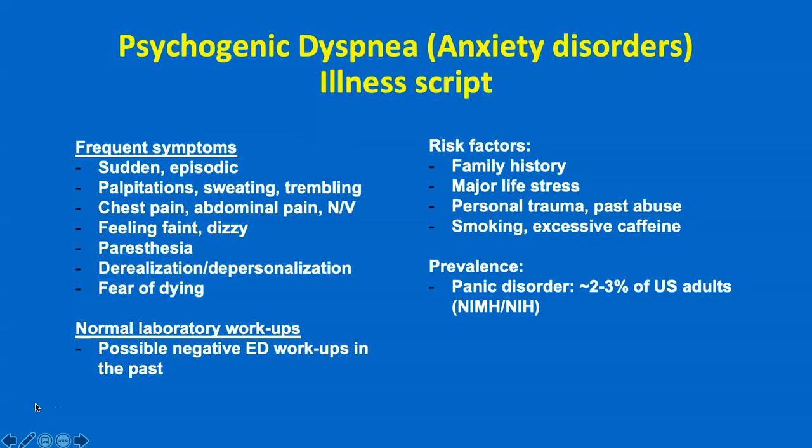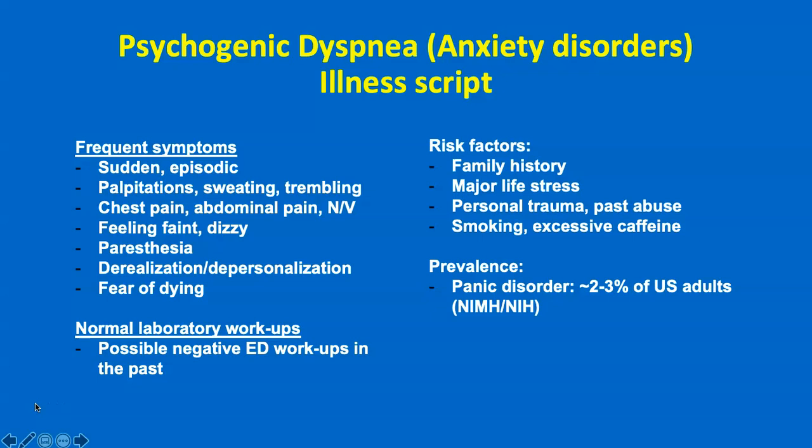And then lastly, we'll talk about the psychogenic causes of dyspnea. These are most often going to be in the anxiety disorder bucket, and especially panic disorder. So the symptoms of psychogenic dyspnea is going to be a very sudden, episodic case of dyspnea associated possibly with palpitations, sweating, trembling. Patients might complain of chest pain, abdominal pain, nausea, vomiting. There's going to be a lot of different symptoms maybe that are all coming together. Patient may also complain of derealization, depersonalization, where it either feels like the world isn't quite real or they're not quite themselves, and they might complain of a fear of dying.